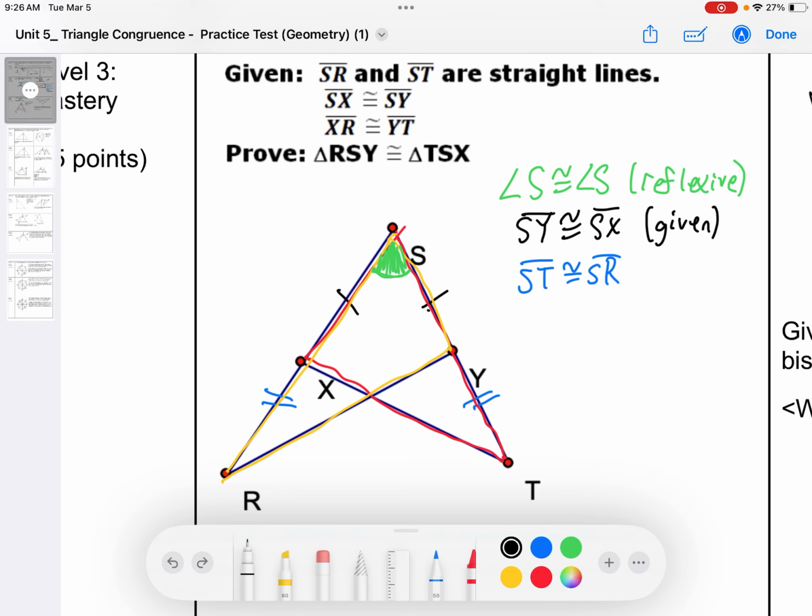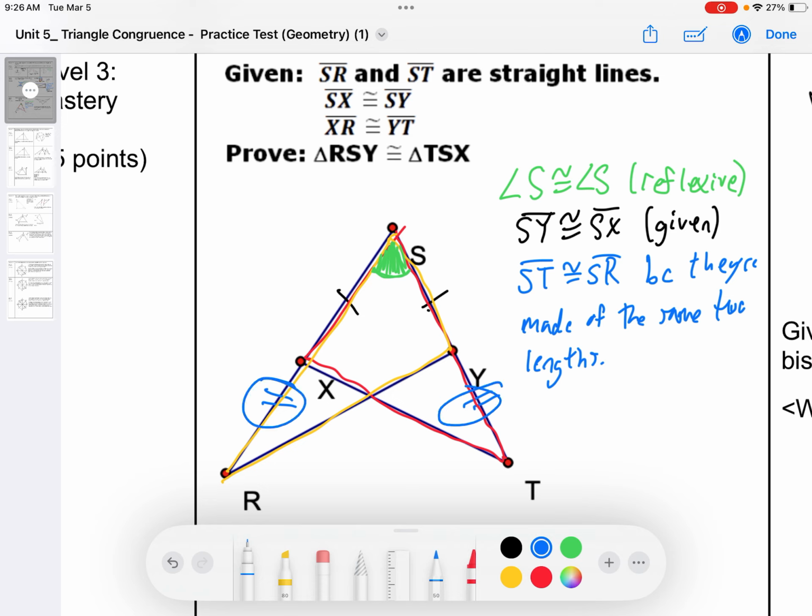And then the same thing on the other side. These two add up together. But they're the same two pieces. So the two lines, ST and SR, are made up of the exact same two pieces as each other. So they have to be congruent. So segment ST and segment SR are congruent because they are made of the same two lengths or sides. You're just combining two of them together, and this is already given to be congruent to this.